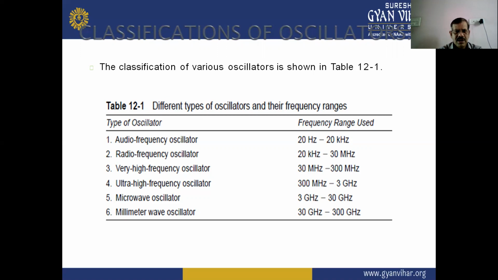The next one is the microwave oscillator, which has a very high frequency, in the range from 3 gigahertz to 30 gigahertz. And the next one is the millimeter wave oscillator, with a frequency range of 30 gigahertz to 300 gigahertz. So these are the different types of oscillators and their frequency ranges, given in this table.